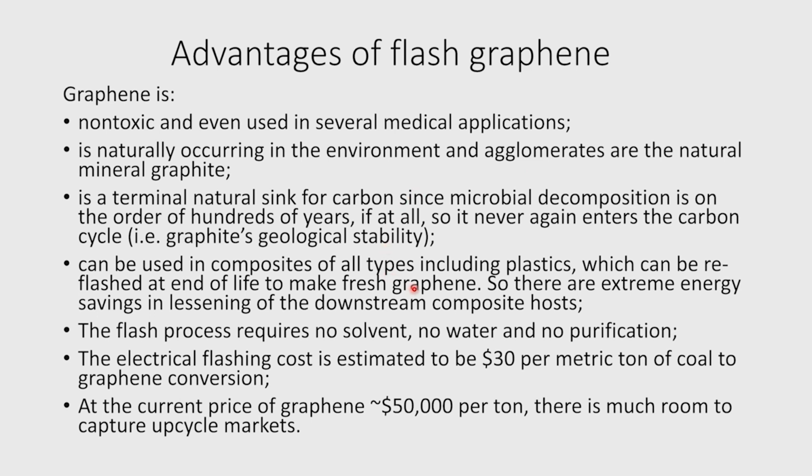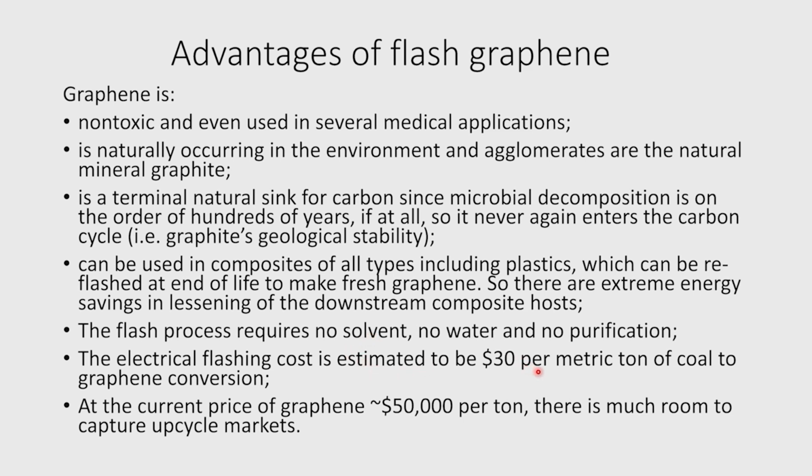It's good in composites of all types. There's no water in the process. There's no solvents. There's no purification. It's self-purifying. At these temperatures, silicon sublimes out about 2,800 Kelvin. Aluminum around the same temperature. Carbon doesn't sublime out until about 3,900 or 4,000 Kelvin. You say it must be a lot of energy.